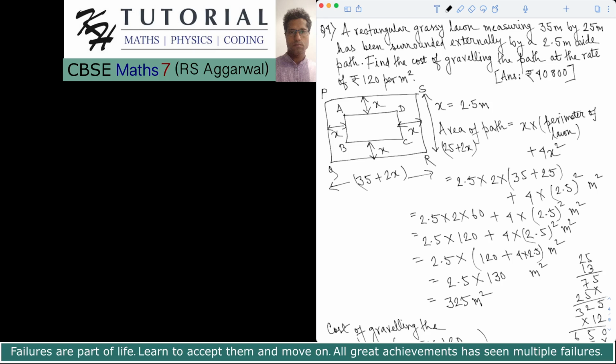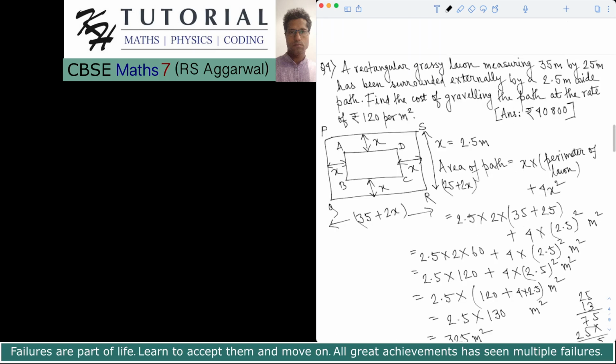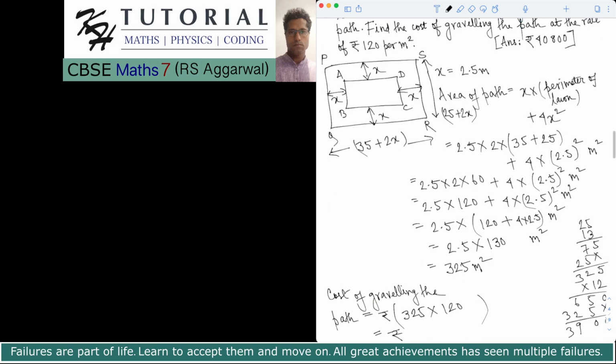130 multiplied by 2.5 is 325. Let me quickly check the answer again. Question number 4, the answer is 40800. Why? 40800 divided by 120 is 340. So the area of the path should be 340.